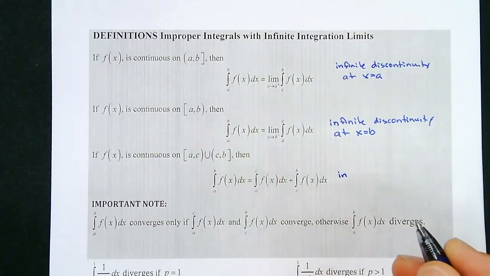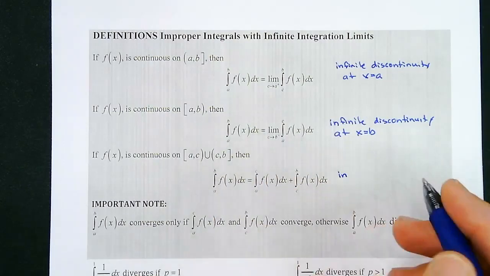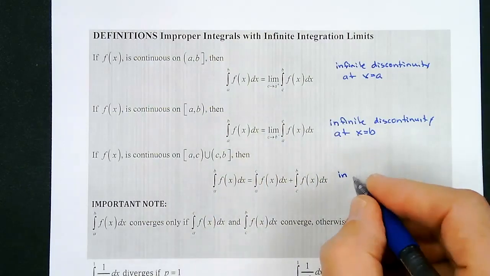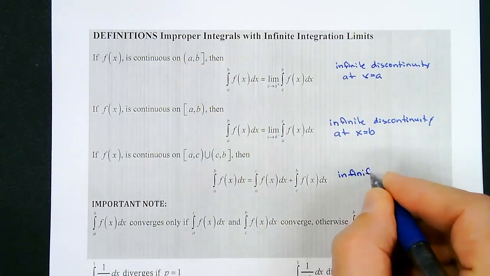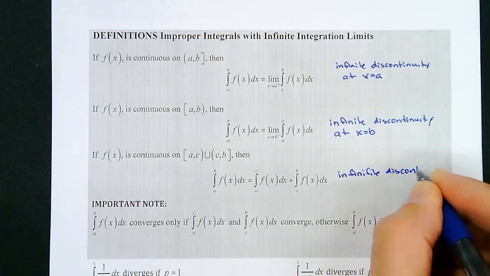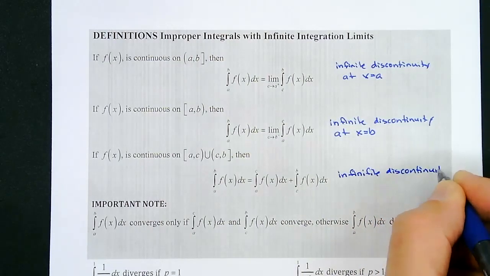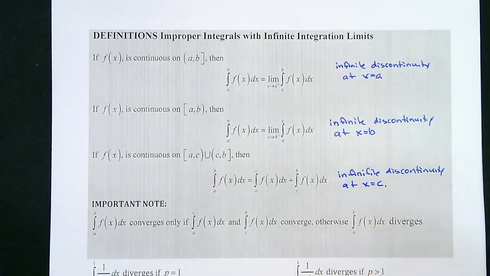And this would happen if we have an infinite discontinuity in between the lower and upper limit that we're trying to integrate. So this would have an infinite discontinuity at x equals c. And then this is important, okay?